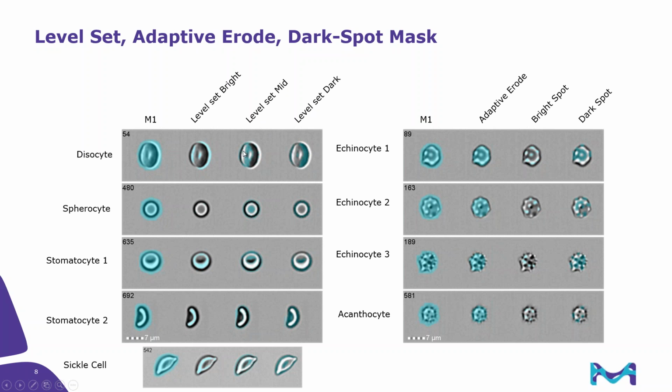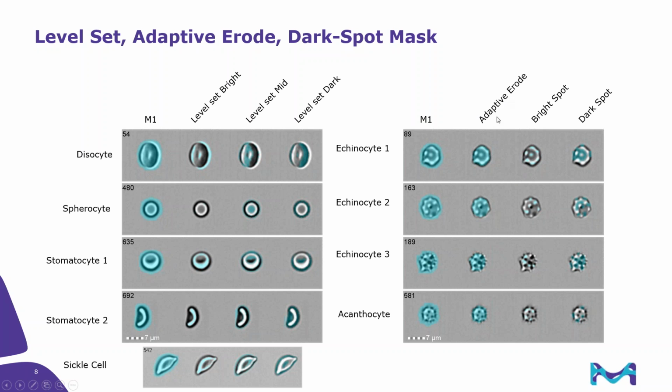Now, leveraging these level set masks, you can capture quite a bit of the detailed morphology within the bright field image. If you look at this stomatocyte down in here, you can see we're characterizing both the light and the dark morphologies within the cell type. From this masking, we can create features that will then help us to characterize each of these different cell types. We also have a bright spot mask, the adaptive erode mask, and a dark spot mask.